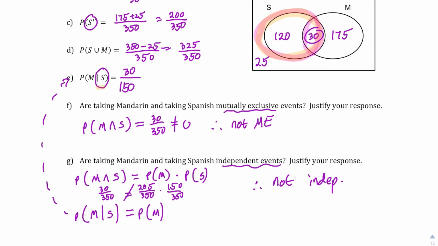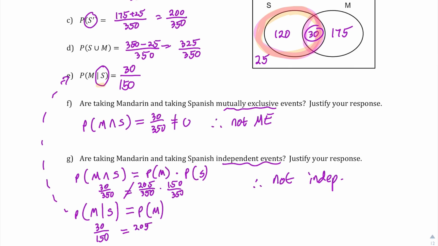The alternate approach would be to use the given events, and so the probability of Mandarin given Spanish is 30 out of 150. The probability of taking Mandarin is 205 out of 350. And so in this case, once again, those are not equal to each other, and we would draw the same conclusion but using the alternate approach.